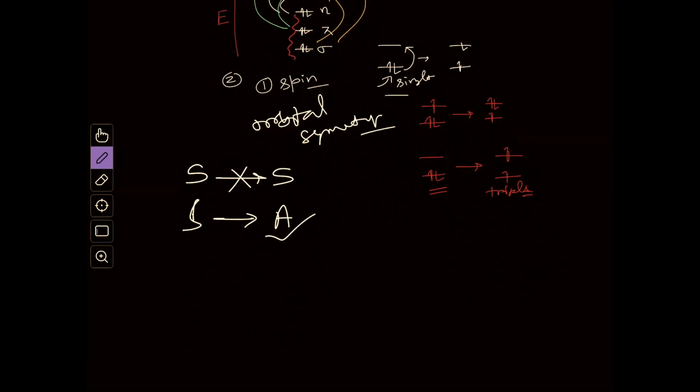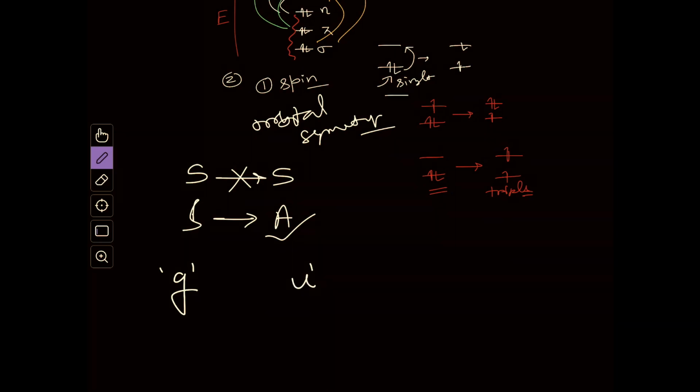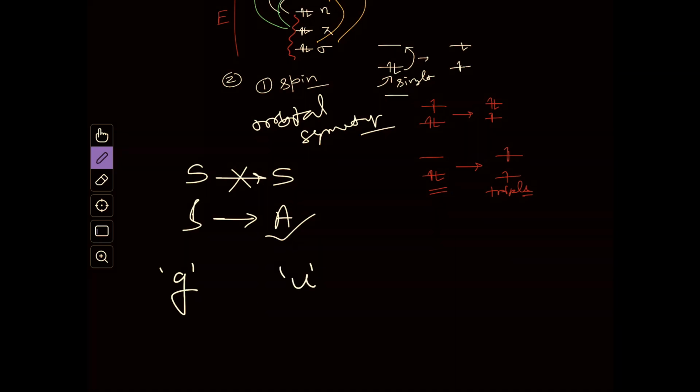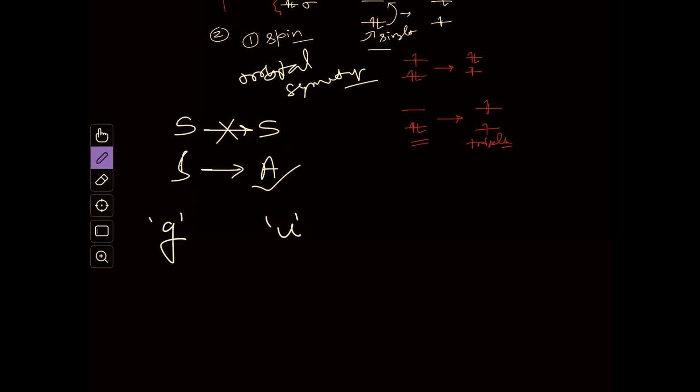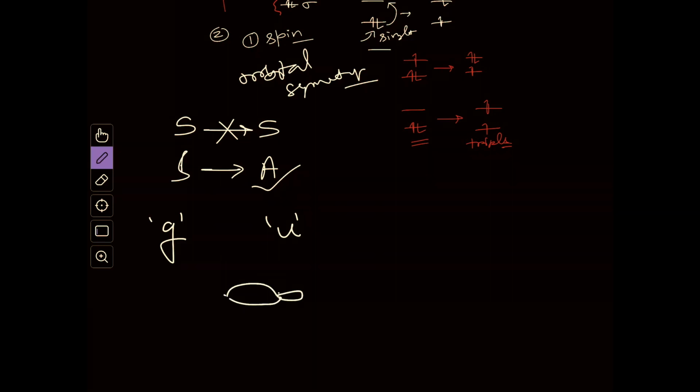Based on the symmetry of different orbitals, we classify the orbitals into two categories. One is called Gerade, which is represented as G, and another one is called Ungerade, which is represented as U. Now we will classify our molecular orbitals in these two categories. If we take sigma and sigma star, this is how a sigma orbital looks like.